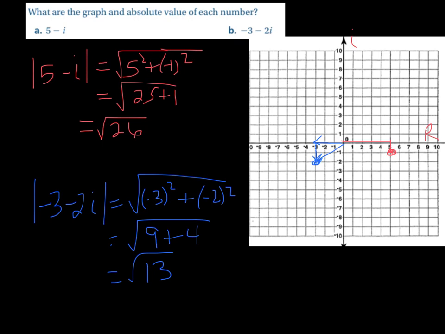Okay. So plotting the points is pretty much the same as plotting an ordered pair, only instead of x and y, it's real and imaginary. And then finding the absolute value. Remember, absolute value always represents distance from 0.